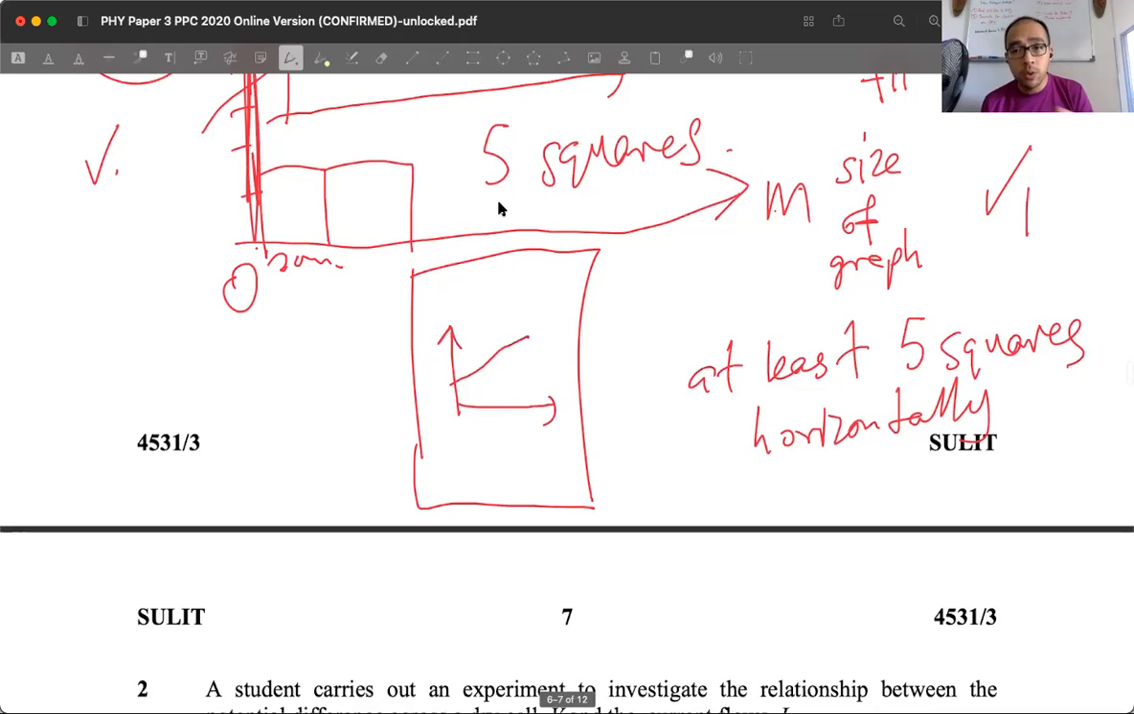Okay, this rule is the same as maths, except that in maths they give you the scale. Dalam physics they don't give you the scale. You have to figure out the scale on your own. Which is a little bit of a problem lah.